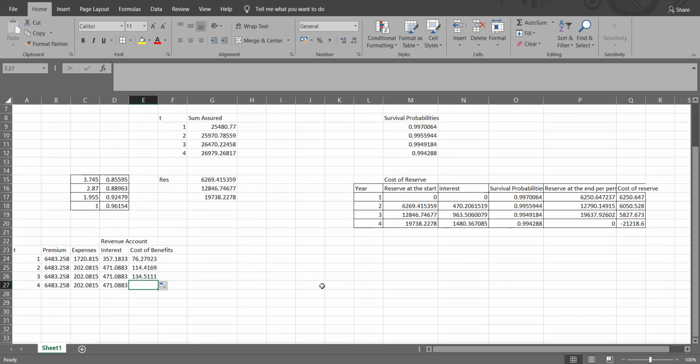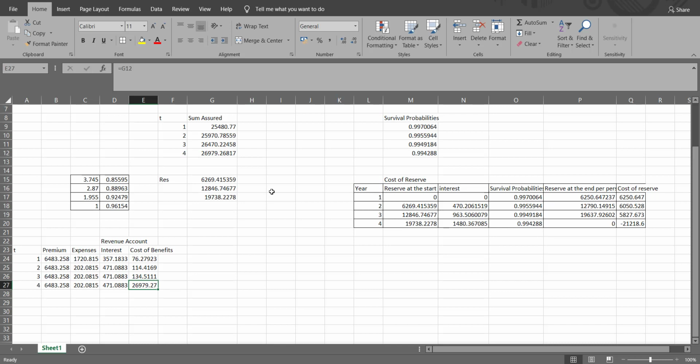Now in terms of the final year, your cost of benefit will be this amount. Whether they die or they survive, they get the same amount. So it will be multiplied with the probability of death in case of death, and the probability of survival in case of survival, and both will add up to 1.